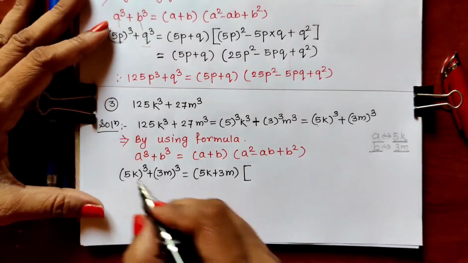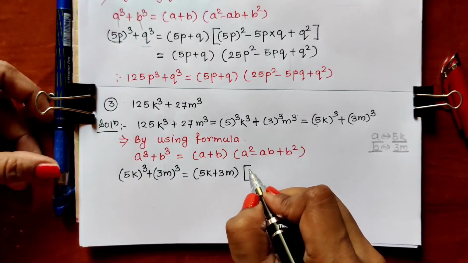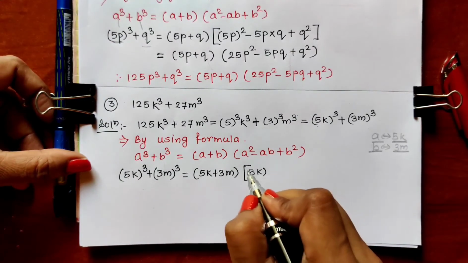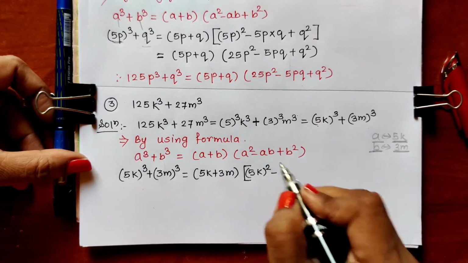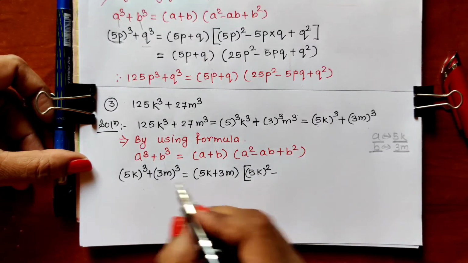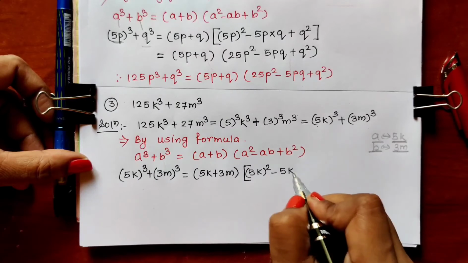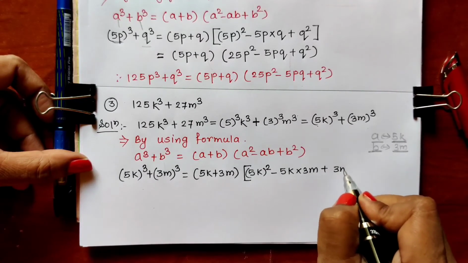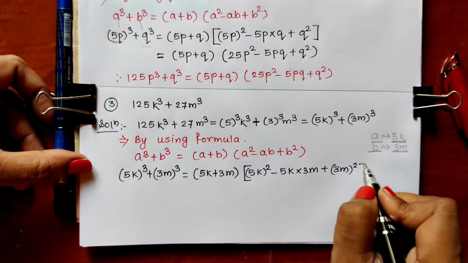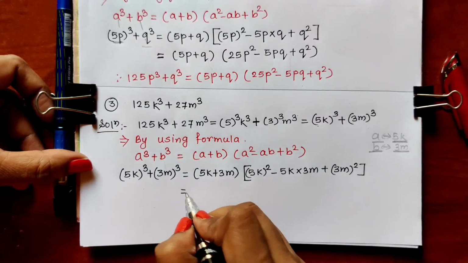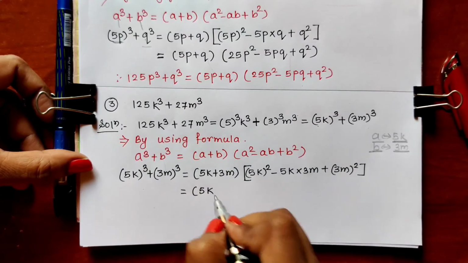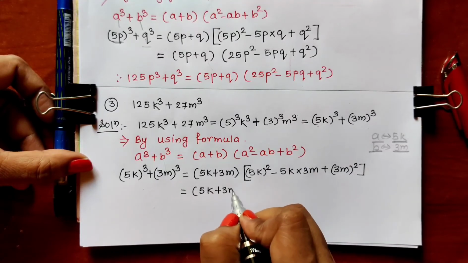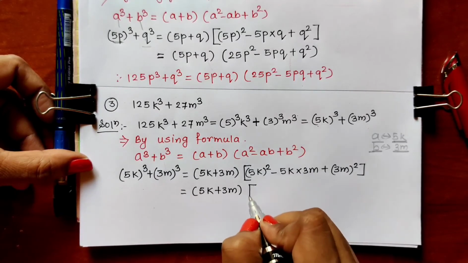a square means (5k) square, our first term is 5k. So it will be (5k) whole square minus a into b, 5k into 3m, plus b square. b is (3m) whole square. Now in the first bracket we cannot do anything. We will be writing the first bracket as it is, 5k plus 3m. Now the second bracket we can solve.